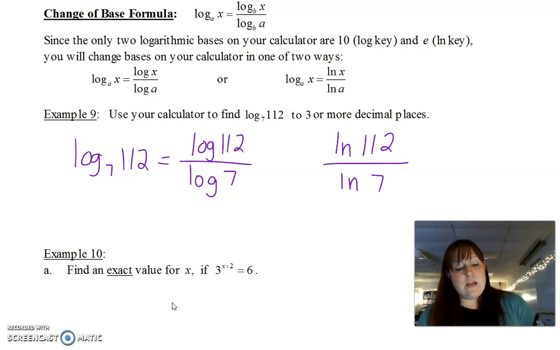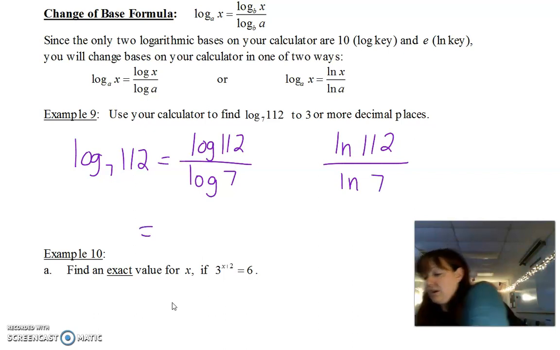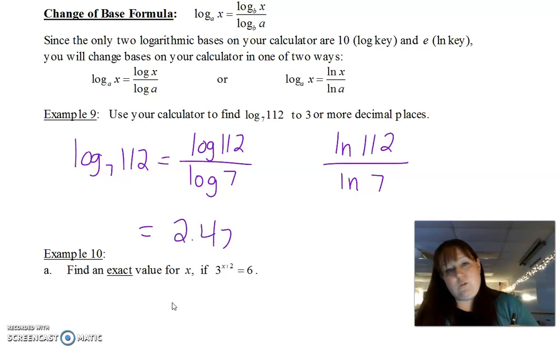Either one works. And when you plug those into your calculator, let me look at my cheat sheet, because I plugged these into my calculator before I started this so that we didn't have to do that. Okay, so 2.424 is what you'll get.